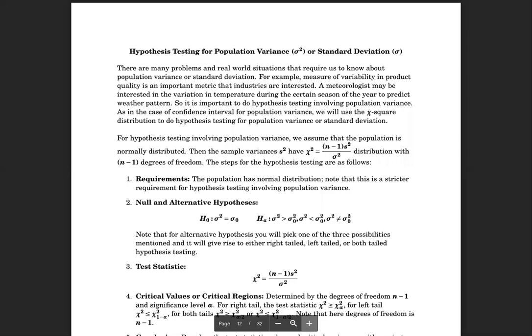Good morning, everybody. So today we are going to go ahead and talk about hypothesis testing for population variance.